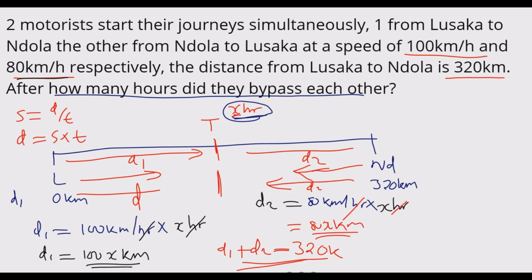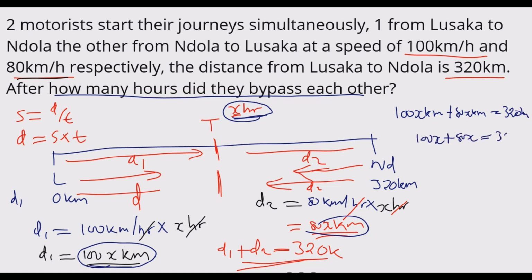Then we know that this is the distance by driver 1, this is the distance by driver 2. So what this tells me is I have 100X kilometers plus 80X kilometers must equal 320. Then because they're all in kilometers, I can ignore the kilometers. So I have 100X plus 80X must equal 320. Then I have 180X is equal to 320.